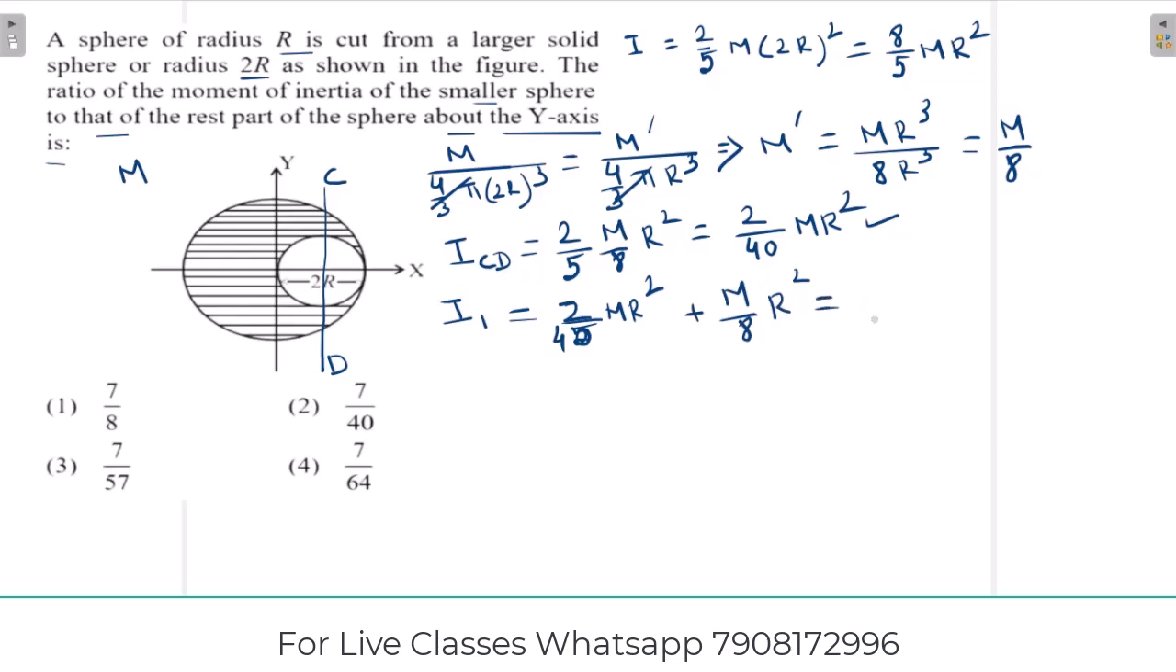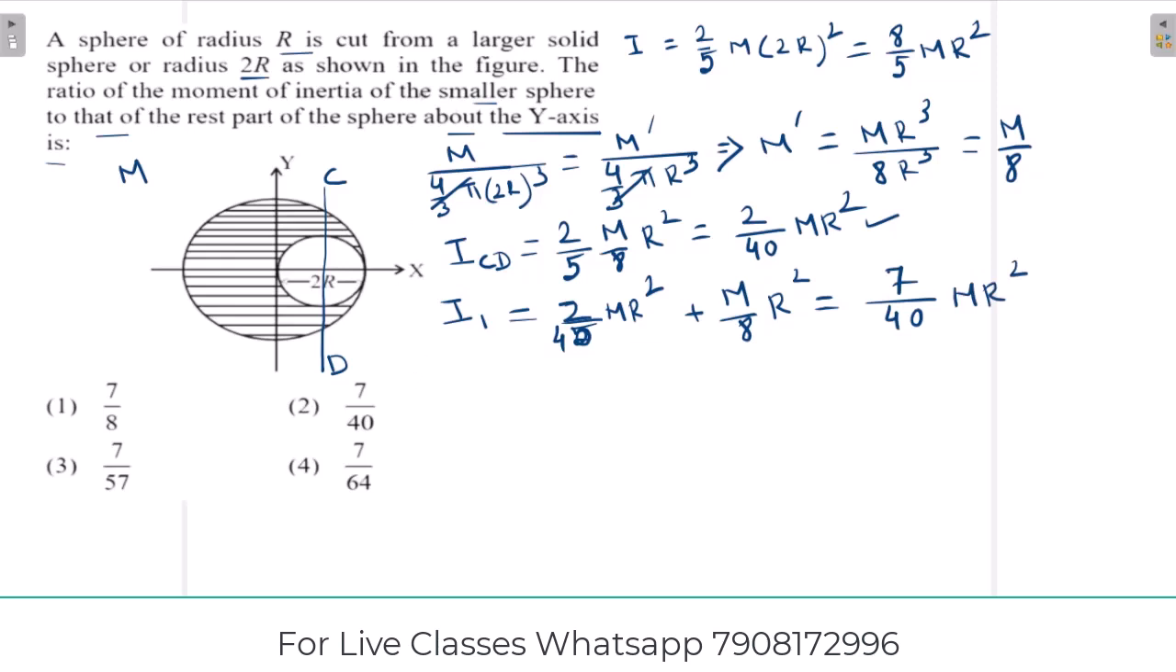So, this becomes 40 as LCM, and this is for 2 plus 5, that is 7. So, 7 by 40 M r square. So, the moment of inertia of the smaller sphere about the y-axis is 7 by 40 M r square.